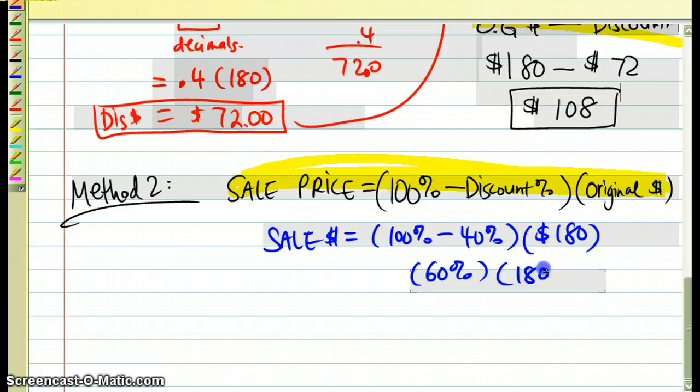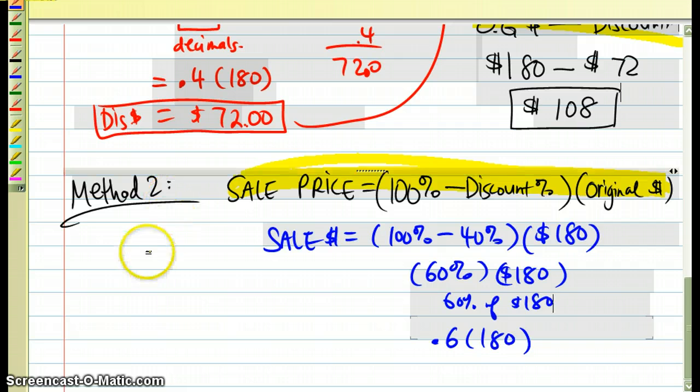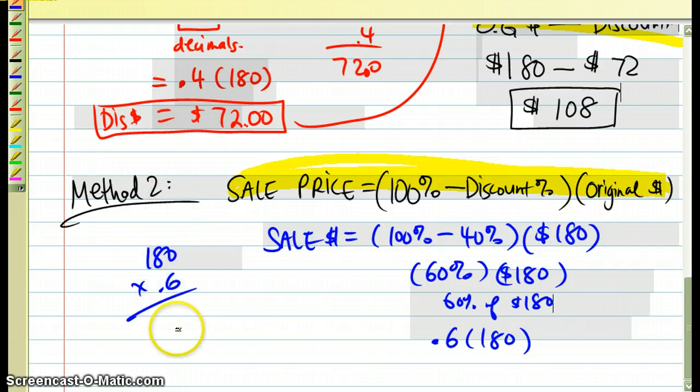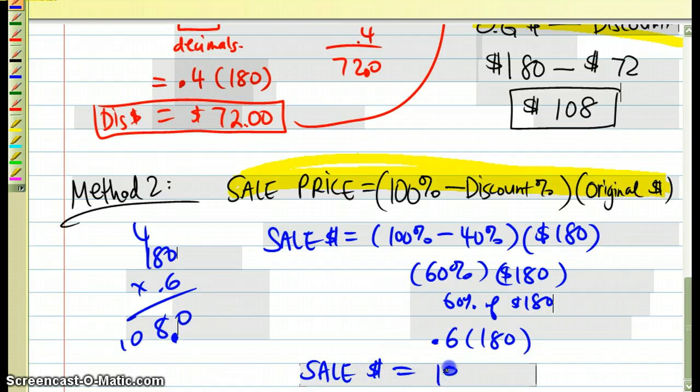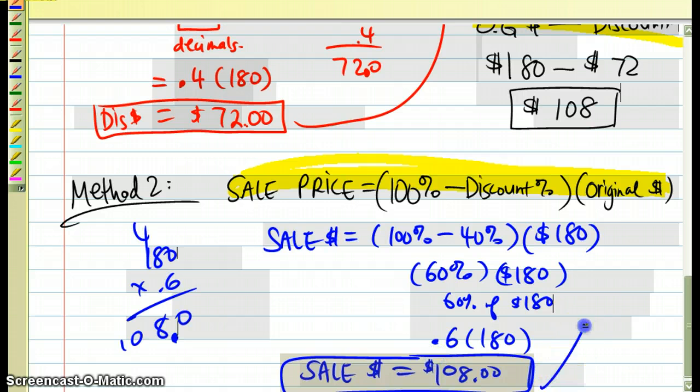So if I multiply 60% of the 180, then I would take 0.6 and multiply it with 180. Again, over here on the side, I can multiply that. Okay, you'll see I get that number, putting the decimal here, giving me the final answer of a sale price as $108. That's the same thing that we got when we used the first method up here. We still got $108. That's what you get to pay out the door.